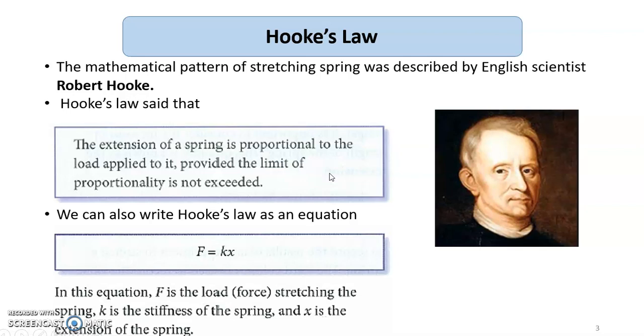We can also write Hooke's law as an equation, F = kx, where F is the load, force, or the weight that we put on the spring, k is the stiffness of the spring or spring constant, and x is the extension of the spring.